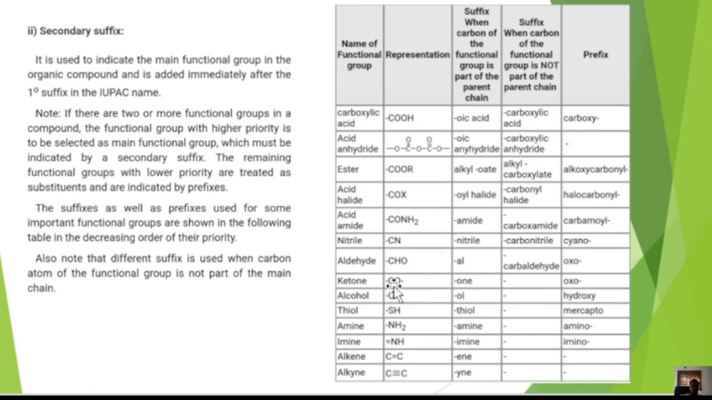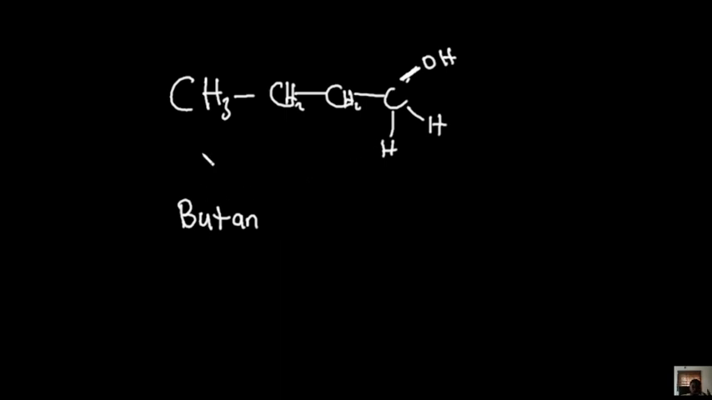Now, we noticed in our diagram OH, which is alcohol, the suffix for alcohol is ol. However, if it is occurring as a prefix, it's hydroxy. So, look at what we have here. We've gotten started with the first part, which is the root word, but. Then we now talked about the primary suffix, which indicates whether it is single bond, double bond, or triple bond. That's basically what it does.